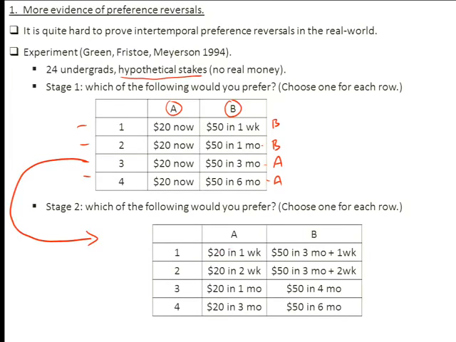Right? So the first thing they do is take this $20, $50 trade-off and push it 1 week into the future. So would you like 20 in 1 week versus 50 in 3 months plus 1 week? Right? And then it's 20 in 2 weeks versus 50 in 3 months plus 2 weeks. 1 month versus 3 months plus 1 month, etc.